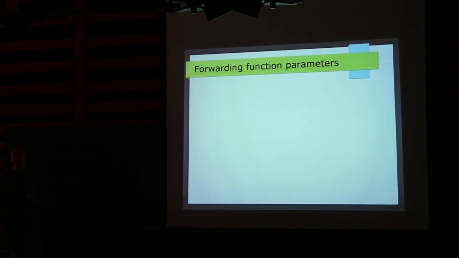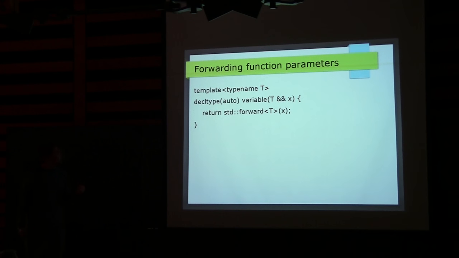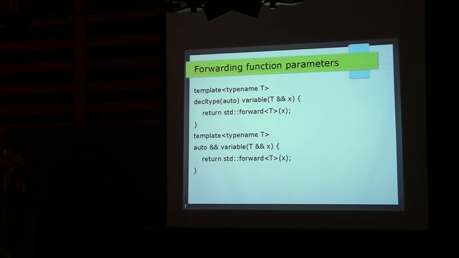So let's say we want to forward a function parameter. We have this function. Pretend like I named that function instead of variable. Don't know how that happened. And we have these two functions here. These two functions mean the exact same thing. They're different ways of writing the same code.